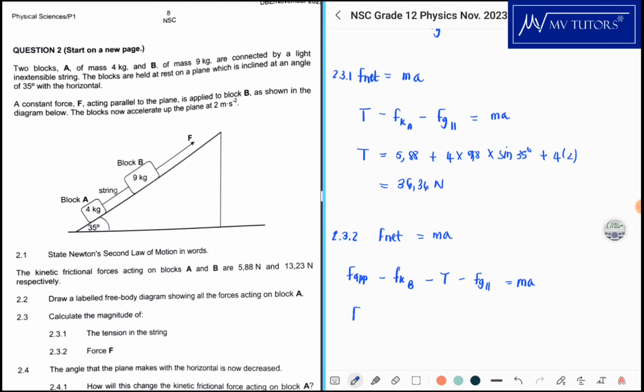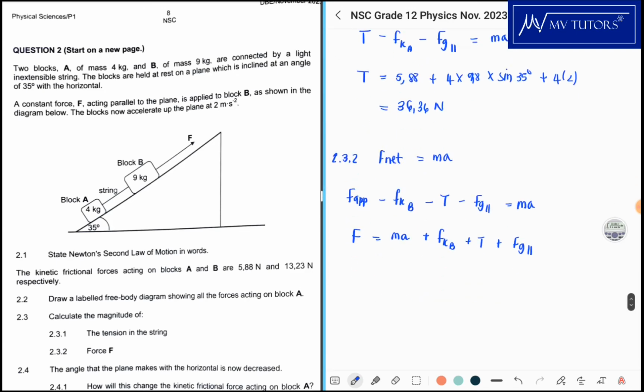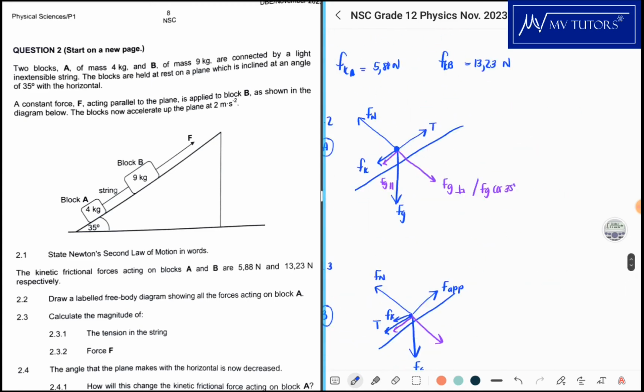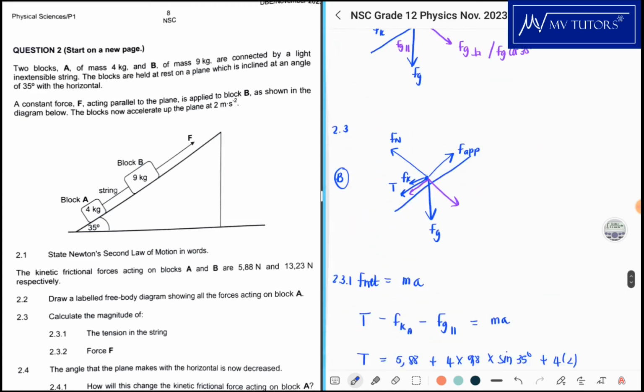Okay, so I'm just going to put it as F because they gave it to us as force F. Okay, so that is equal then, let me start with the mass times acceleration plus the frictional force plus the tension plus the parallel component. Now what is the mass? 9 times 2, because that's the acceleration, that's 2. And then we have the frictional force for B, we wrote it down, it is 13,23.